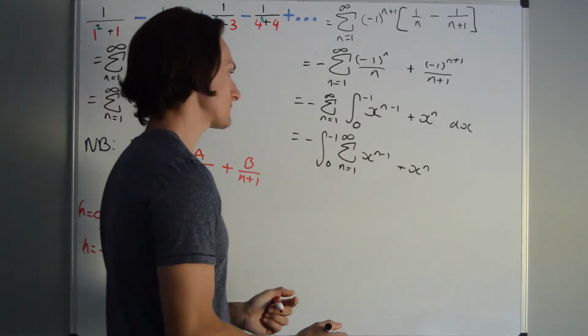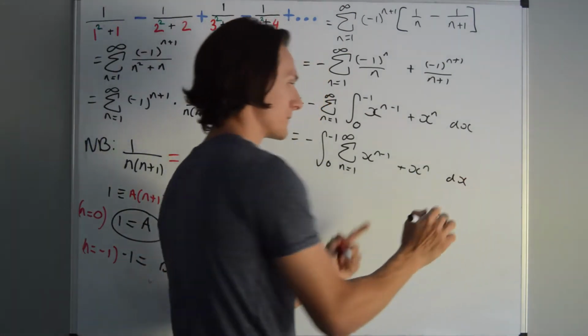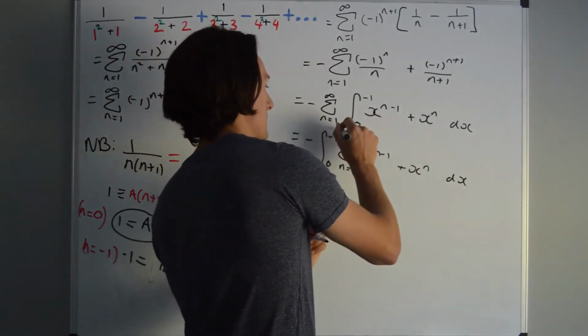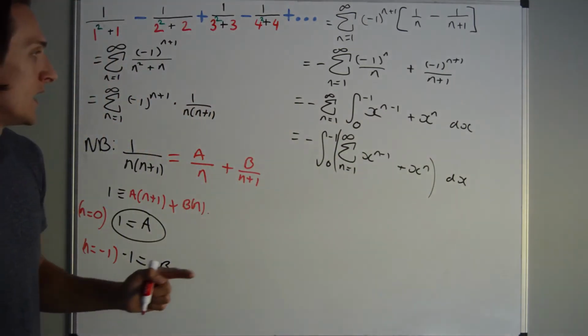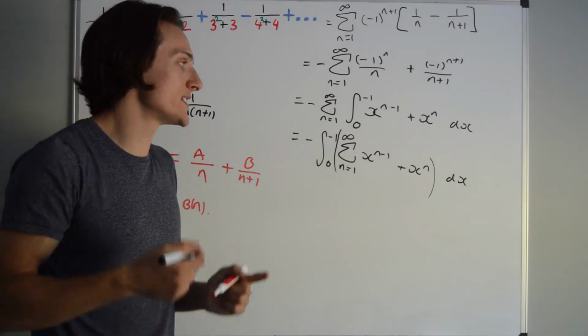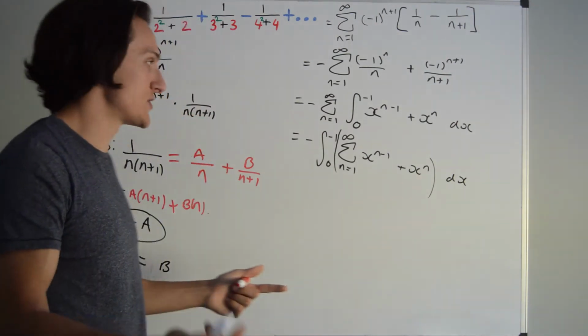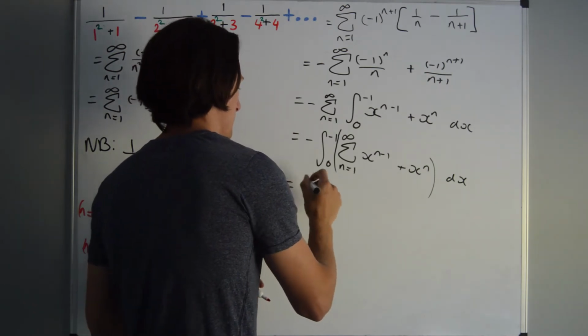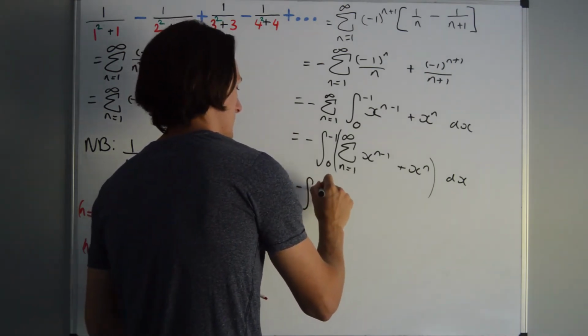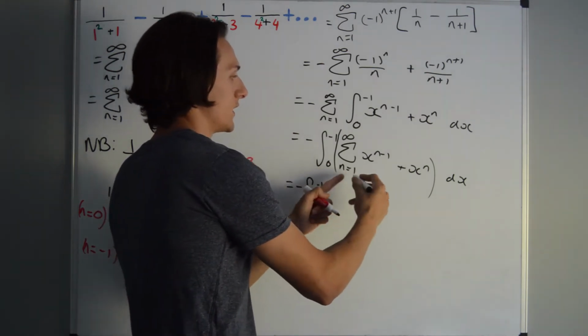And in fact I should have dx, because it's the integral of all this thing with respect to x. And now how do I sum this thing? Well, this is just a geometric series, so we can do that. So we have minus the integral of, well, what's this going to be?